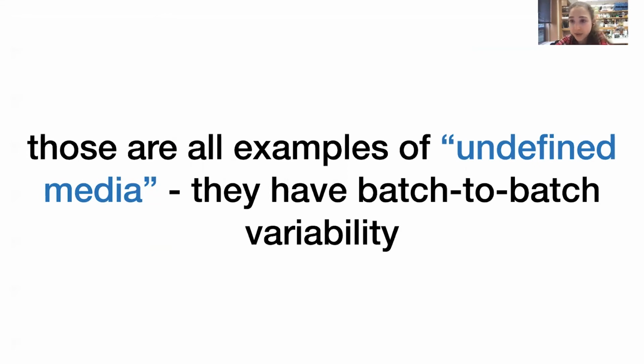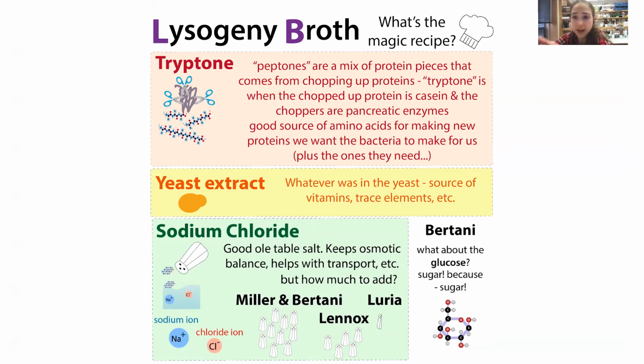So they have batch to batch variability. For example, our tryptone is going to have variability because basically you're chopping up the protein casein, this protein that's present in milk, with pancreatic enzymes. And so you can imagine that you're going to get a slightly different mix every time. What about the yeast extract? Well, from yeast to yeast, you're going to have variability, and so this extract is going to have variability.